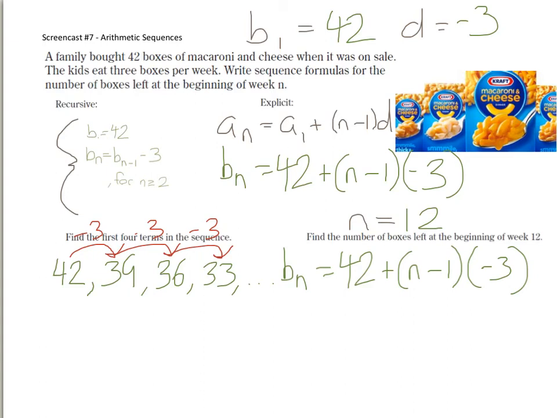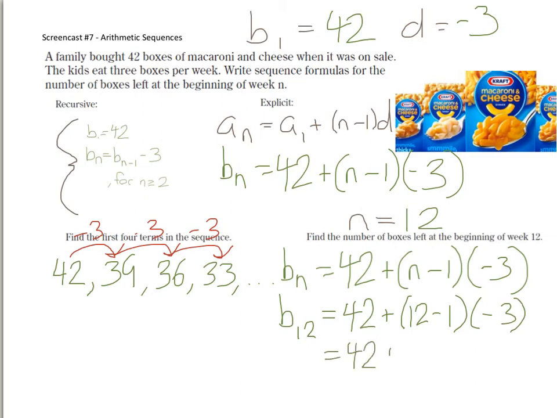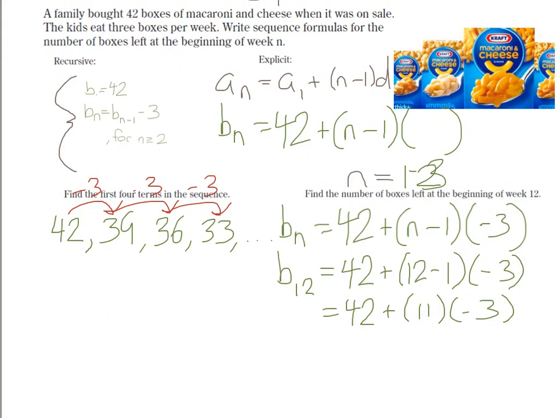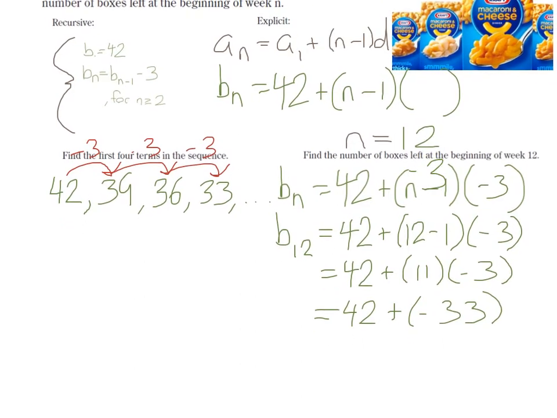So here we go. Instead of b sub n, it's b sub 12 to indicate the boxes in the 12th week, is equal to 42 plus, well, we just said 12 is n, so 12 minus 1, multiplied by negative 3. Now we have to do the math here, and so we know it's 42 plus 11 times negative 3. And so to finish this one off, what we need to do is recognize that 42 plus negative 33 is the exact same thing as 42 minus 33. And so after week 12, they of course have 9 boxes left.